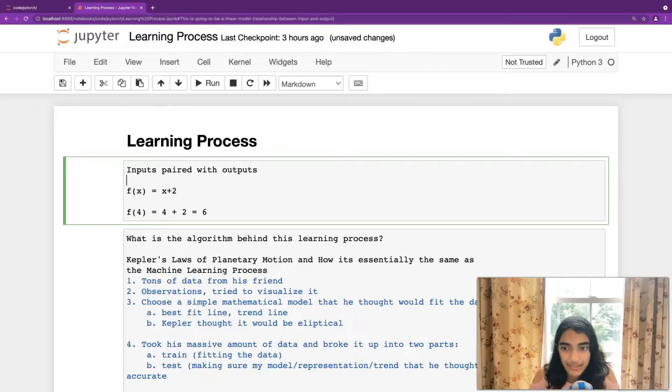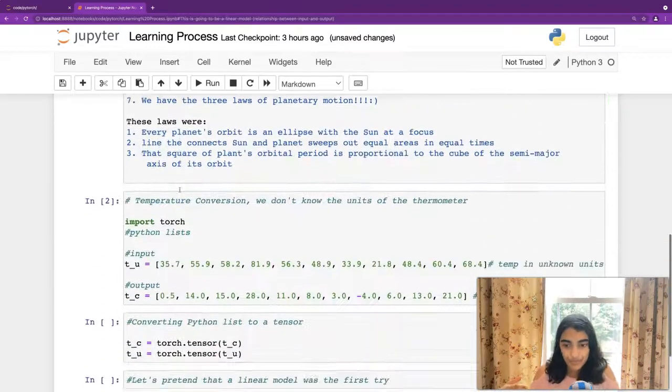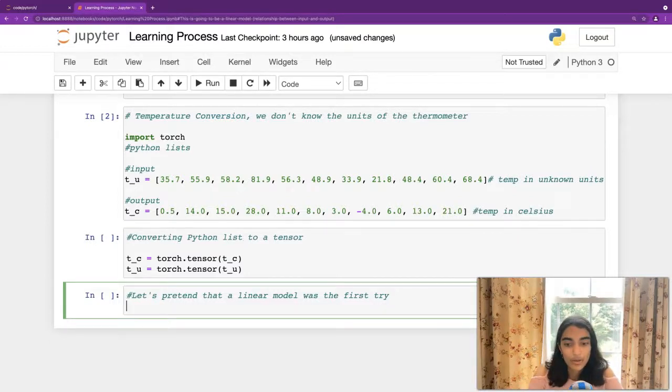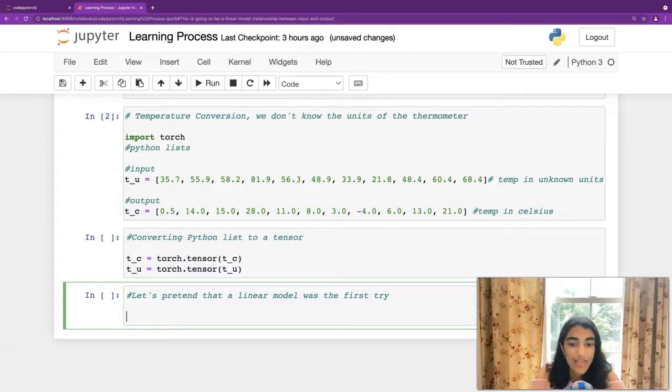Okay, and the thing I deleted just now, I'm going to go over it again in this video. I don't think we actually went over that in our last video, but it's fine-tuning our parameters and whatnot, which we'll get into. So if we're going to pretend that this is a linear model and that the relationship between TU and TC is a linear one, what implications does that make? What does that imply?